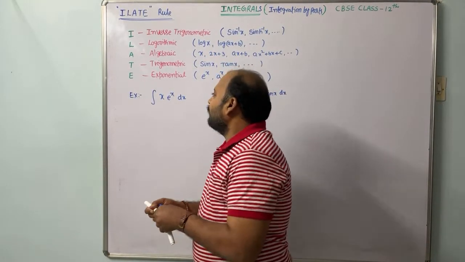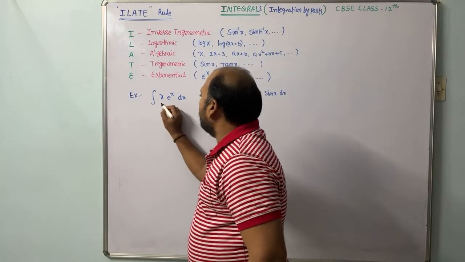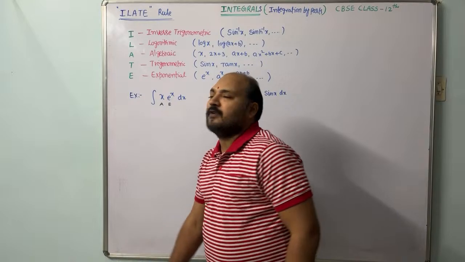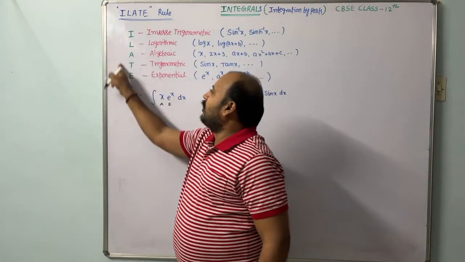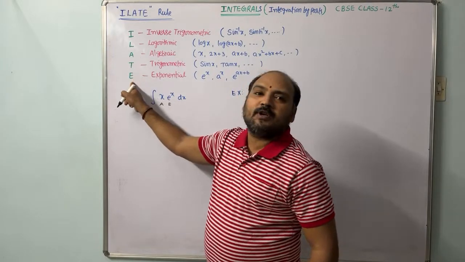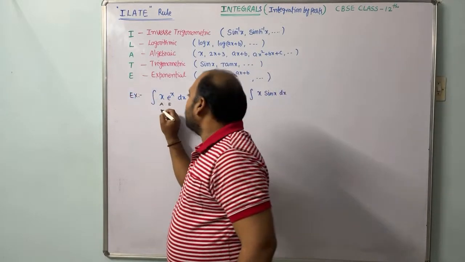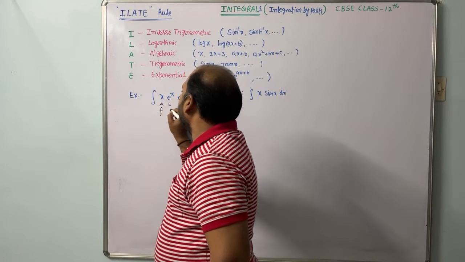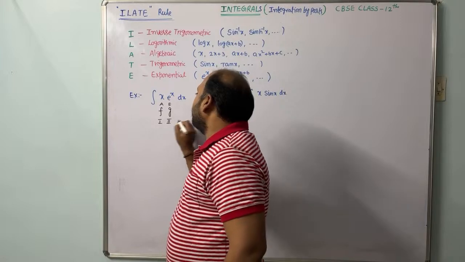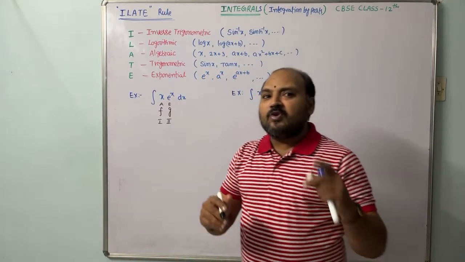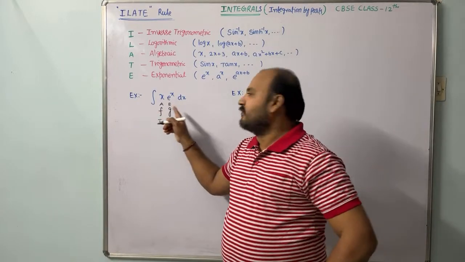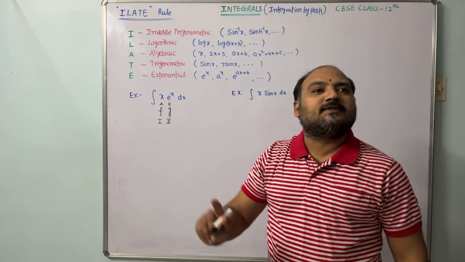See here, x is an algebraic function, e power x is an exponential function. In the ILATE rule, algebraic comes first and exponential comes last. The first function is indicated as f, the second function as g. This is the first function, this is the second function. From now onwards, remember, the first function is always represented as f, the second function as g.